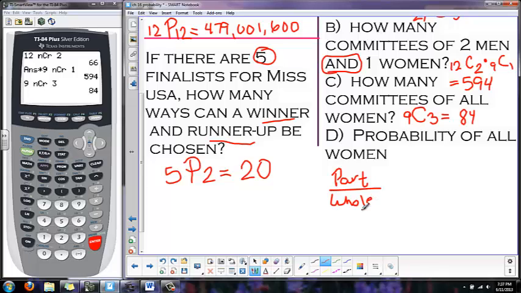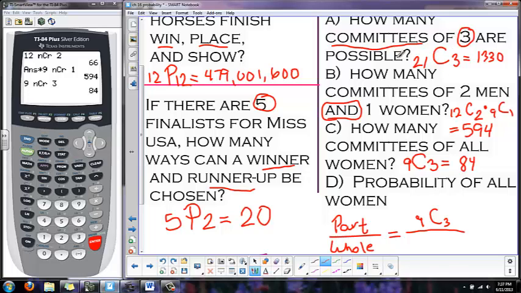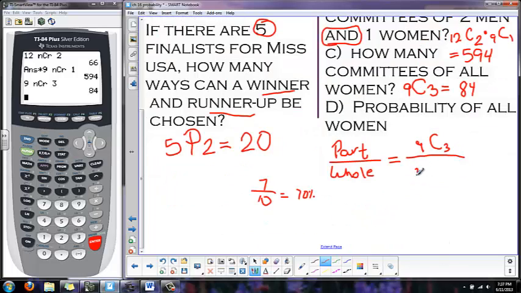Just like if you were doing the probability 7 over 10 becomes 70%. It's the same thing. If you're doing part over the whole, probability of all the women, well, that's going to be a smaller number. We actually just figured it out. But it's 9 choose 3. Out of the total number of possible committees that we could possibly make, which is no matter how many guys or how many girls, that was the first one we did, which is 21 choose 3. So that's what we're really asking, and we actually already have both of those numbers.